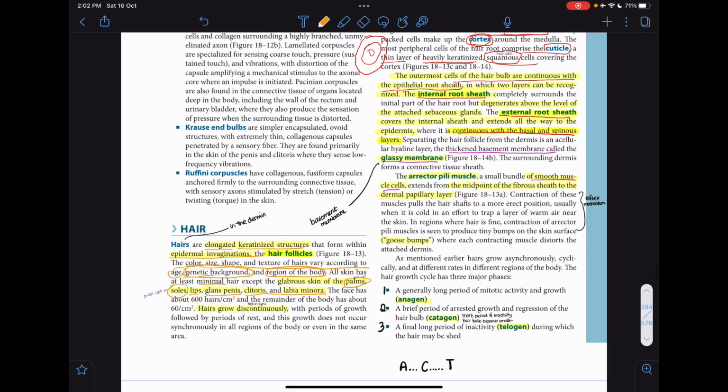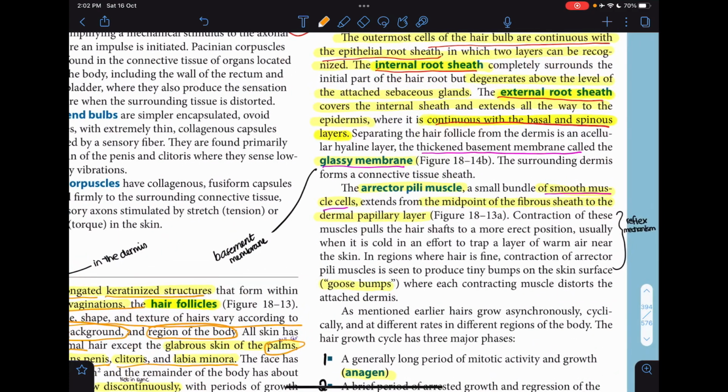Okay. Contraction of these muscle cells, I'm reading here, pulls the hair shaft to a more erect position, a standing up position, usually when it's cold, in an effort to trap a layer of warm air near the skin. Now this is a reflex mechanism. When it's cold, the erector pili muscle will contract. All the hairs will stand up when there is contraction, and when all these hairs stand up, for example on our hands, it will trap a layer of warm air near the skin to warm the skin.